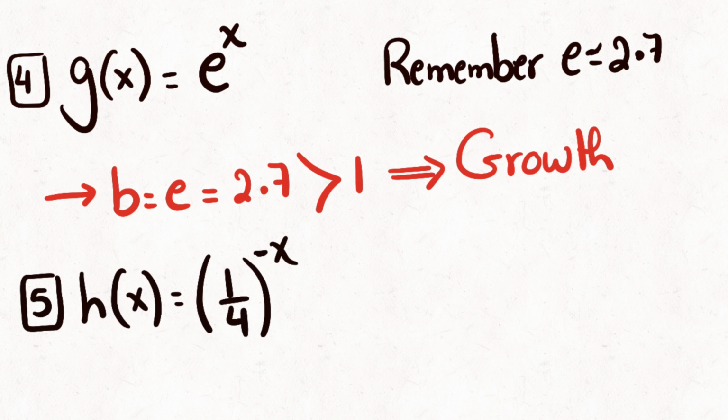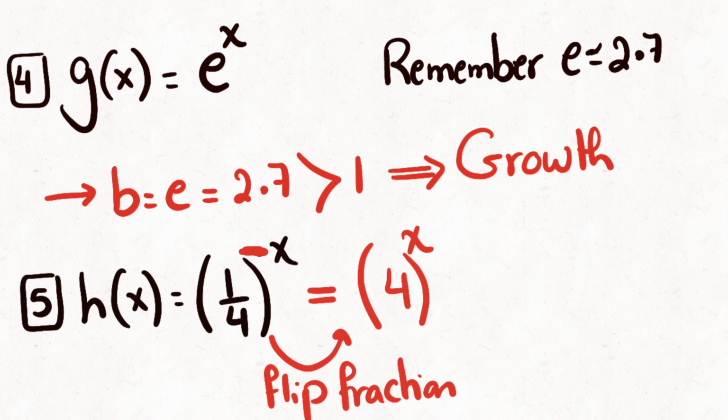Another example is to classify h of x equals 1/4 to the power negative x. Because of having a negative with x, we have to flip the inner fraction. This is similar to 4 to the power x, meaning b again is 4 and it's an exponential growth.